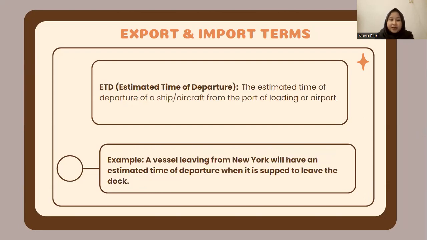And then next, ETD or estimated time of departure. So the estimated time of departure of ship or aircraft from the port of loading or airport. So for the example is a vessel leaving from New York will have an estimated time of departure when it is supposed to leave the dock.